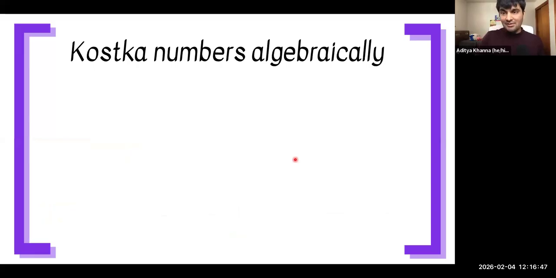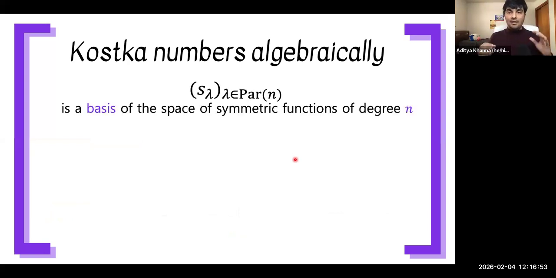So what are these Kostka numbers now? We saw what they were combinatorially. They were counting semi-standard Young tableau. But in this case, the S lambdas, for all partitions lambda, these form a basis of symmetric functions of degree n. So not just a spanning set like the H's did, a full-on through and through basis.